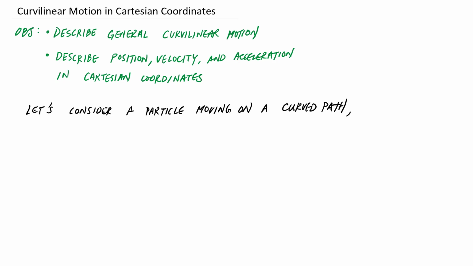So here is my path in green. And it started somewhere over here and is moving along the path like this. I'll call that s. s will be the position along the path. My particle at one instant of time is right here, and I can define its position from an origin.